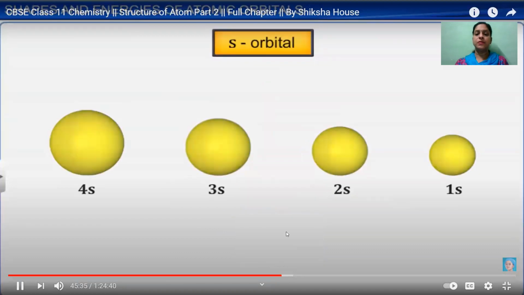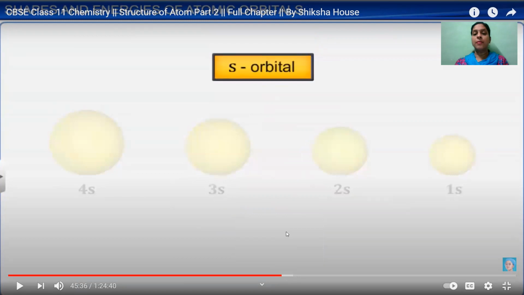The number of nodes, और अगर हम बात करते हैं इसकी, तो s ऑर्बिटल में जैसे जैसे n बढ़ता जाएगा, साइज ऑफ स्फेरिकल that will go on increasing. And yes, n is equal to 1, 1s है there will be no node, but when it is 2 then there will be one nodal region, means कि जिस region में probability of finding electron 0 हो जाएगी. 3s के अंदर there will be 2 nodes, 4s के अंदर there will be 3 nodes. ठीक है?